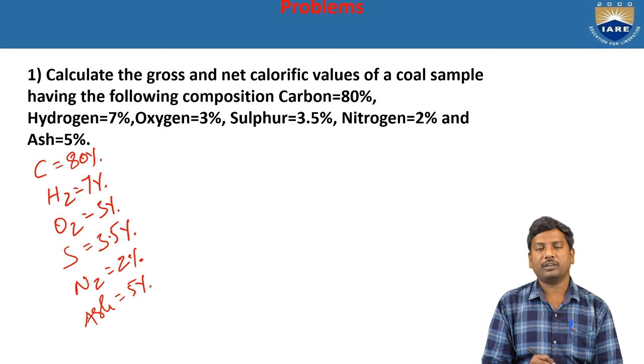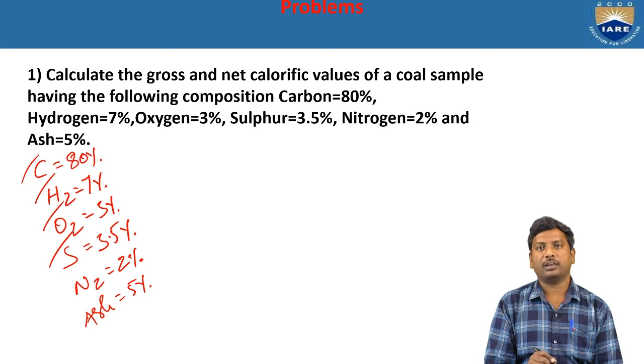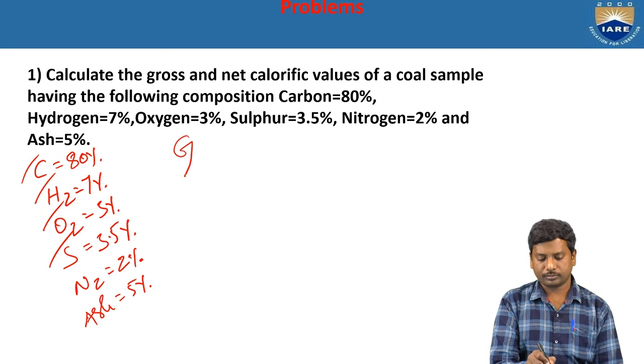So for the determination of the calorific value of the fuel, the involved contents are only carbon, hydrogen, oxygen, and sulfur. We should not take care about the nitrogen and ash because they are not involved in the determination of the calorific value, whether higher or lower, gross or net calorific value. So now we see the formula for GCV.